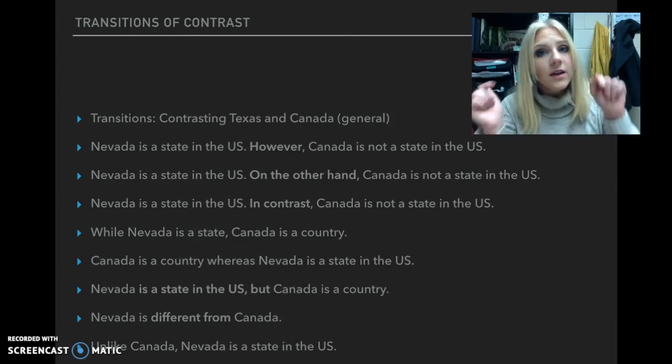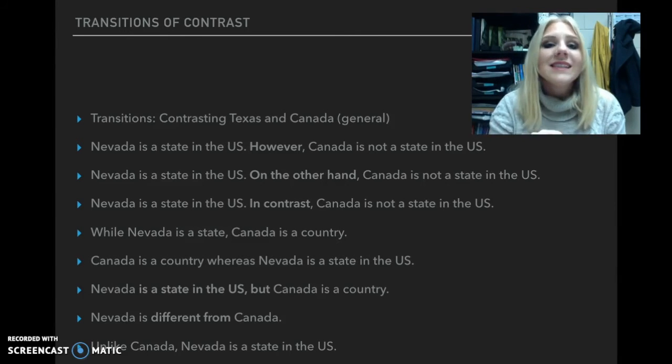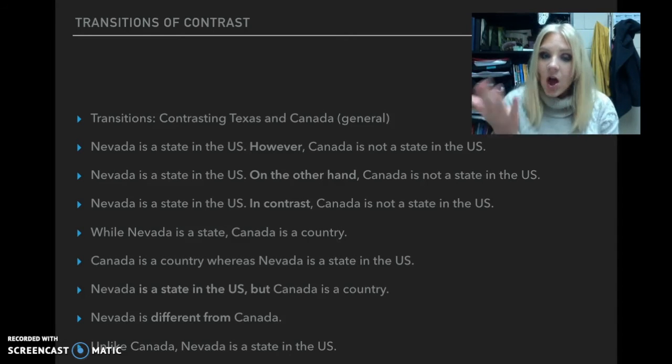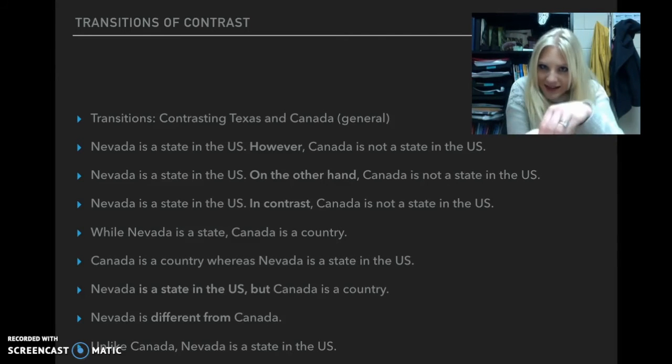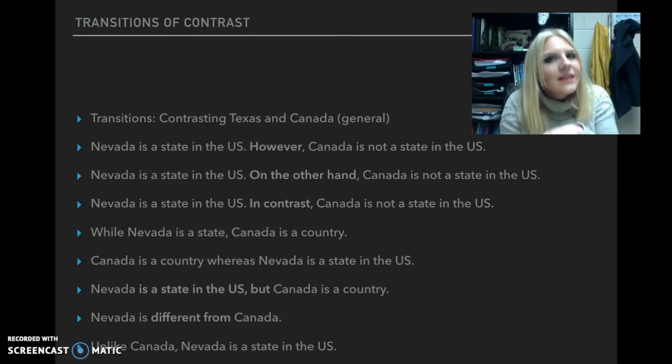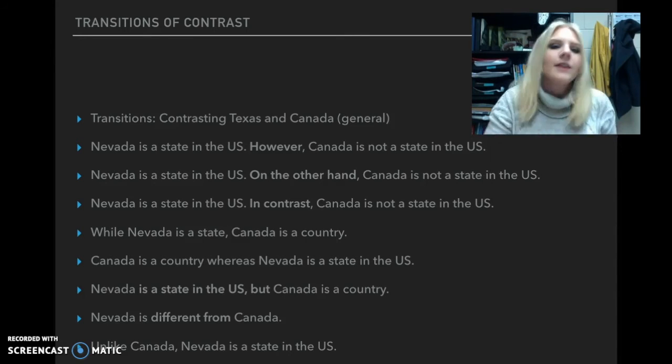Also take a note here, if you guys look over here, where it says on the other hand, it's on the other hand, not in the other hand. That's a really common mistake that I see a lot of people make. It is on the other hand, not in the other hand.